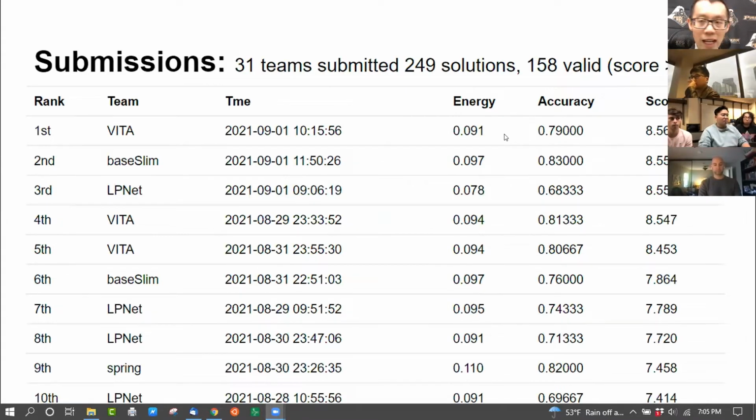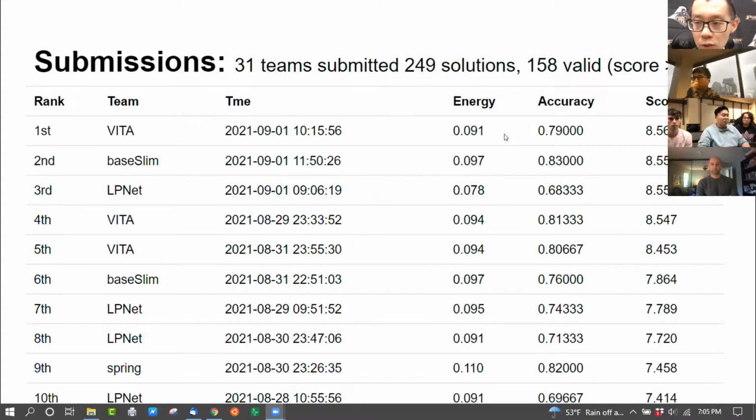This is the top of the leaderboard. We can see many teams were busy submitting up until the last day. The competition was held from August 1st to the end of August, but because of time zones, we actually allowed the last submission up to September 1st. And we can see the scores from different teams.